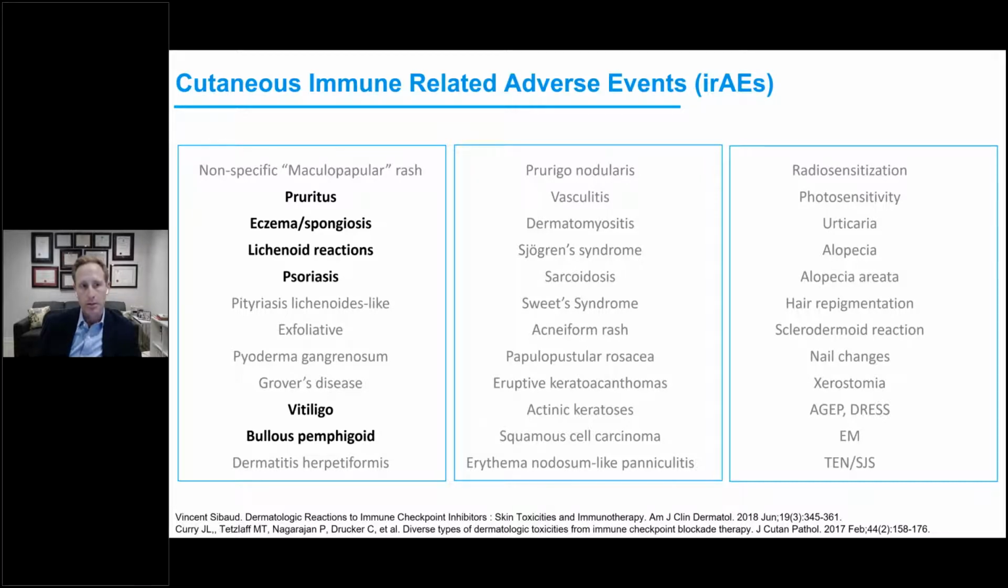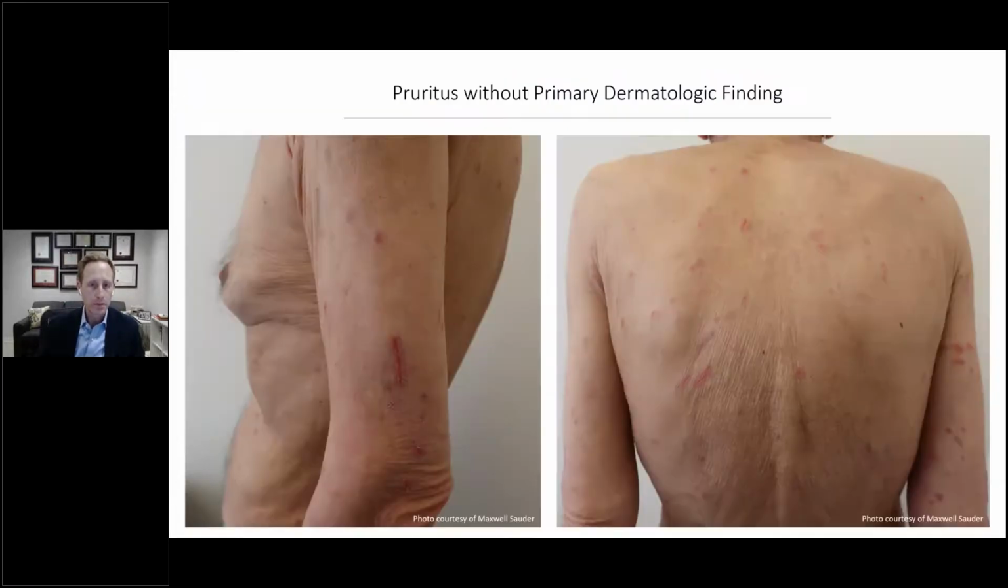In terms of the cutaneous immune-related adverse events, the most common ones that I see are pruritus, eczema, psoriasis or psoriasiform immune-related adverse events, lichenoid or lichen planus-like immune-related adverse events, vitiligo, and bullous pemphigoid. But literally, you could go to a dermatology textbook, and anything that's in the textbook has basically been reported as an adverse event for immunotherapies.